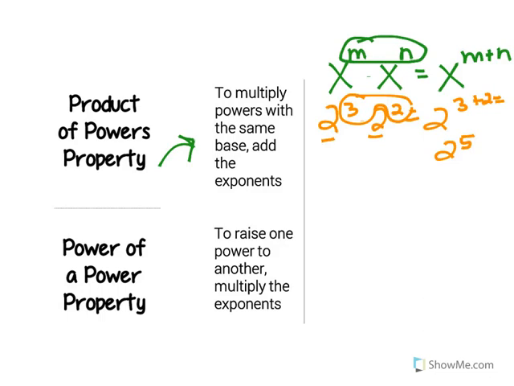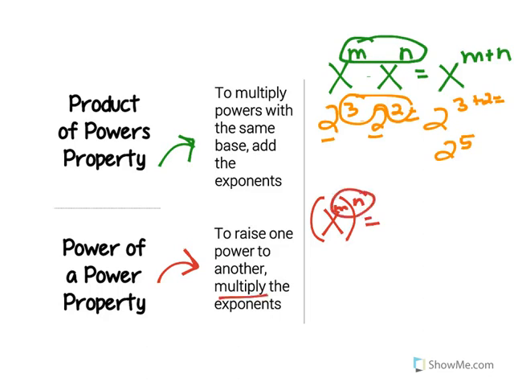And our next exponent property is the power of a power property. And if you open your foldable, that's right underneath. And it says to raise one power to another, multiply the exponents. So that is when a power is raised to another power. So if we have x to the m power inside the parentheses, and then we have another exponent n outside the parentheses, we are just going to multiply the exponents.